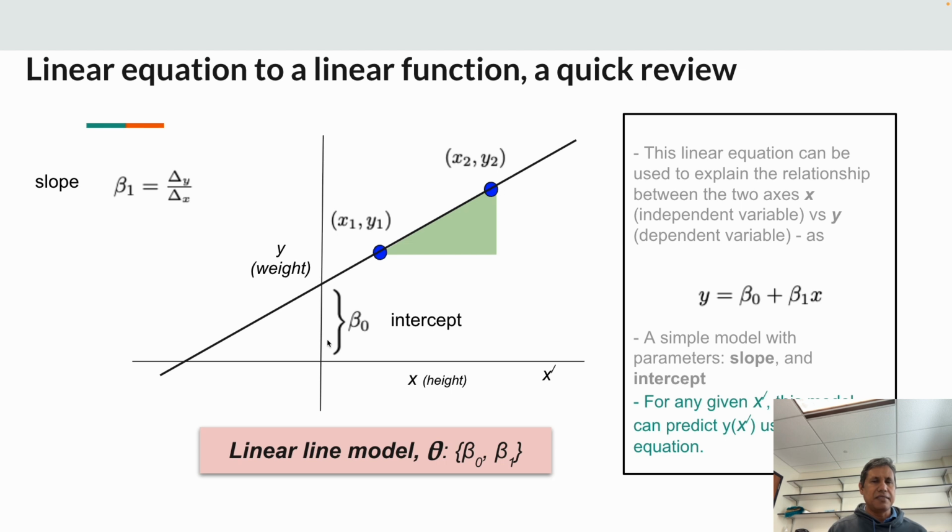So the summary is a straight line has two parameters, beta 0, which is the intercept, and beta 1, which is the slope of the line. So when we talk about the model parameters of a linear line, we are talking about beta 0 and beta 1. Sometimes we may describe them through theta, but you need to remember these two parameters.